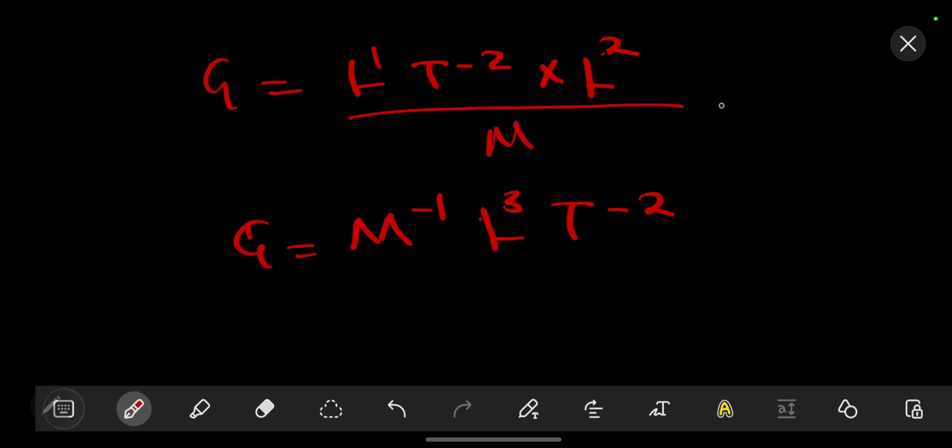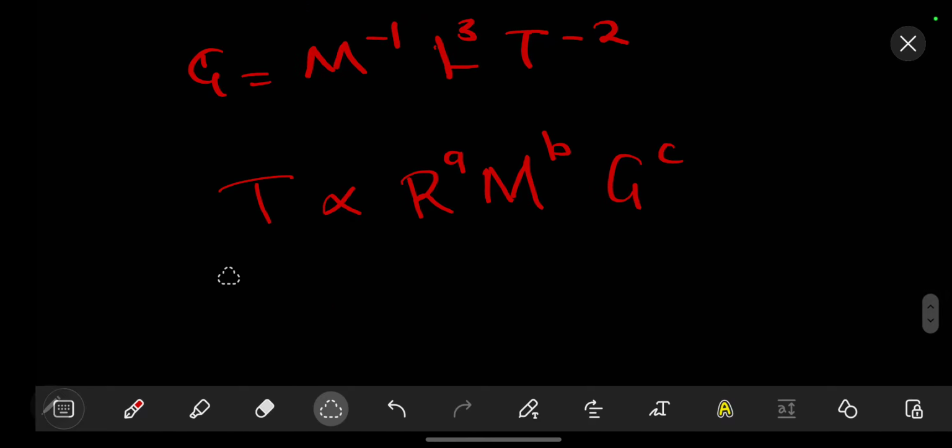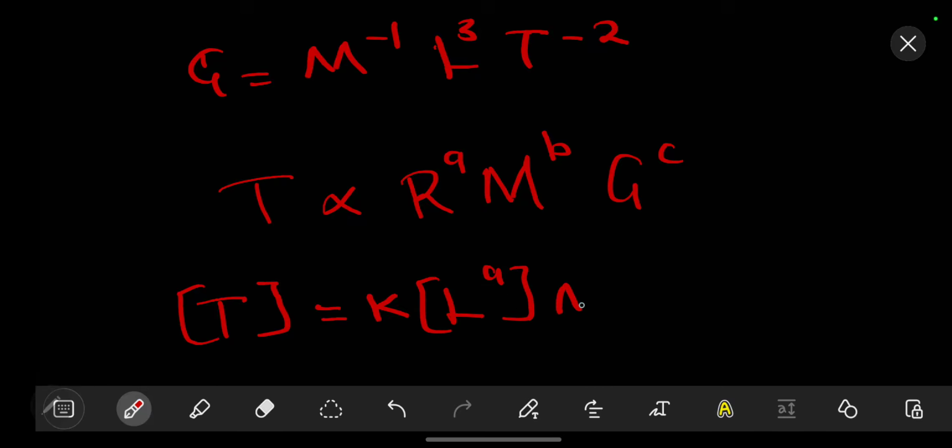So this is our gravitational constant dimensions. So we can now replace the dimensions. What we are going to have is our T should be equal to k. Then the r is the unit of length, so we say length to the power of a. Then we have the mass to the power of b. Then we have the gravitational constant, which is m to the negative 1, L to the power 3, then T to the power negative 2. If you want, it's good to just memorize the gravitational constant dimensions. So that is what we have.